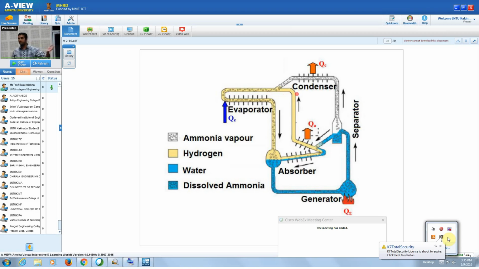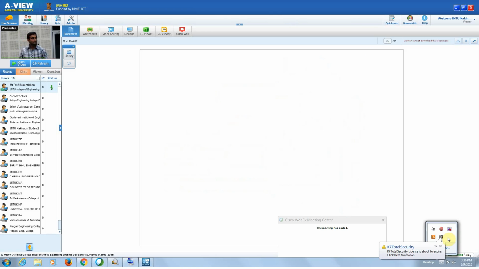The previous one is a block diagram. So this is the actual working. In the generator, heat is given as input, and in the condenser, heat is rejected, as well as in the absorber, heat is rejected. This is the absorber, the bulb-like thing in yellow color, and this is the generator, separator, and condenser. So this is the complete working of a three-fluid system, in the actual cycle representation. The previous one is a block diagram.